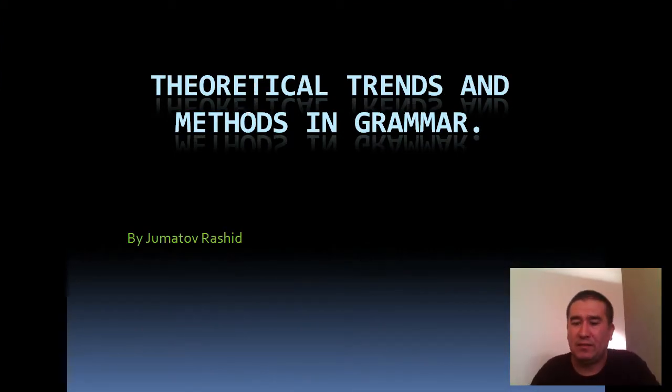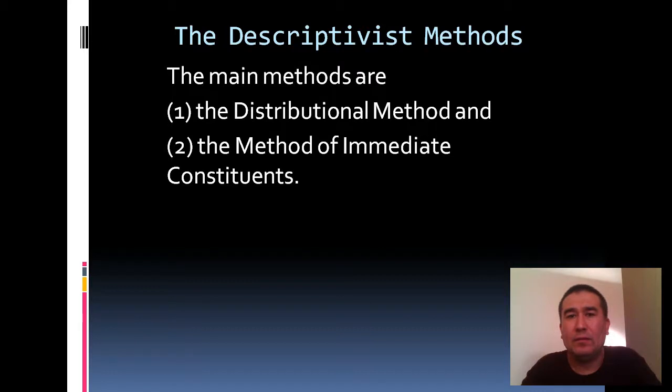Theoretical trends and methods in grammar. Let's continue. Let's mention the main methods in grammar. First of all, this is the descriptivist method. The main methods are the distributional method and the method of immediate constituents. These are types of descriptivist method. That is, these methods were introduced by the descriptive school of linguists.